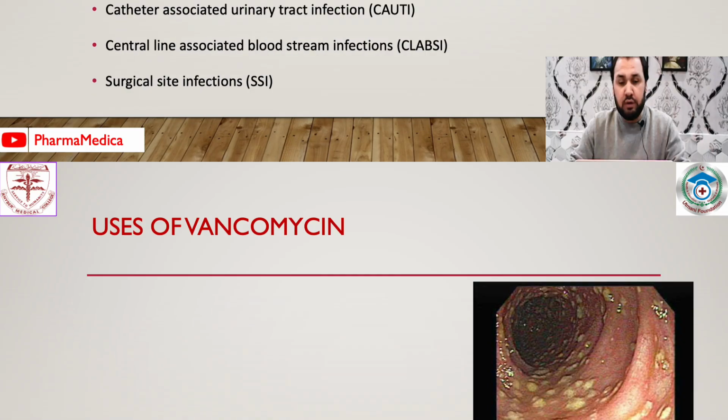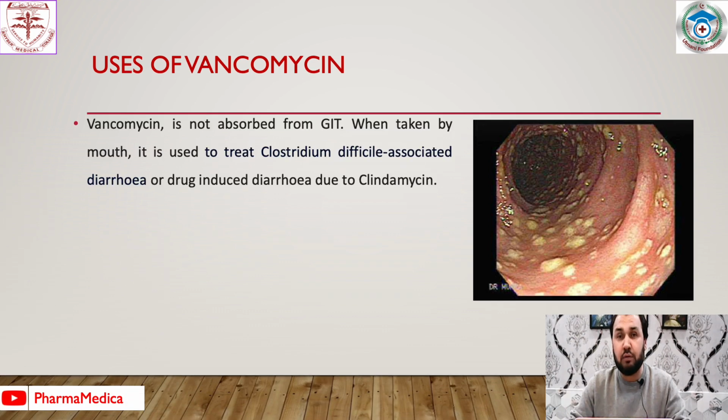Now, there is another property of vancomycin, that it is not absorbable from the GI tract. It doesn't absorb from the GI tract. So it can be used for those people who have pseudomembranous colitis because of Clostridium difficile. So those people who are using multiple antibiotics and some super antibiotics and some combination of antibiotics, their normal flora of the gut gets destroyed, and Clostridium difficile infection develops.